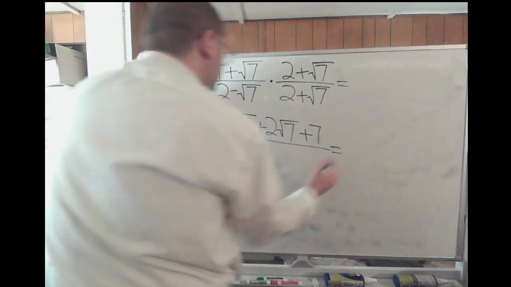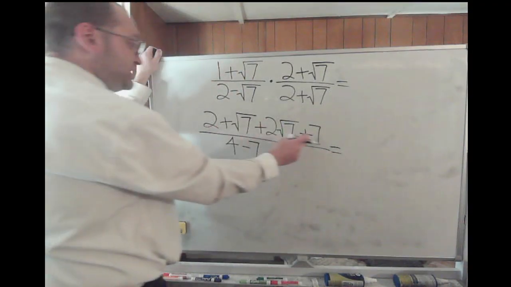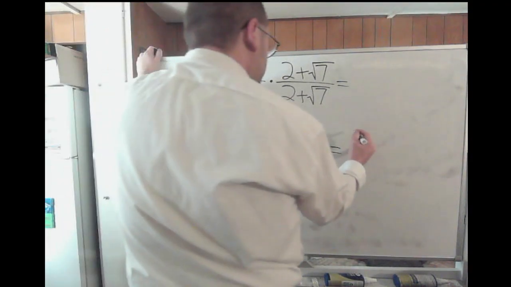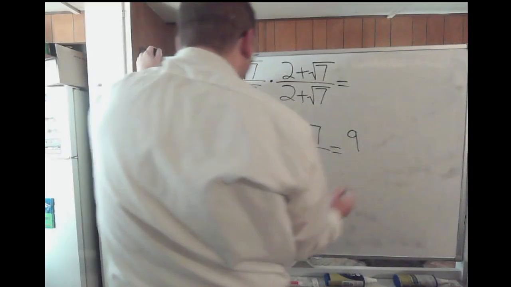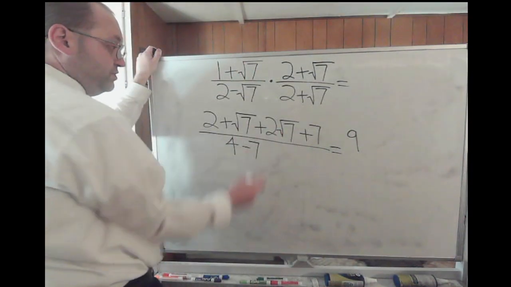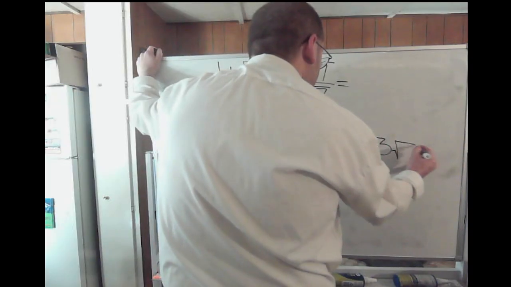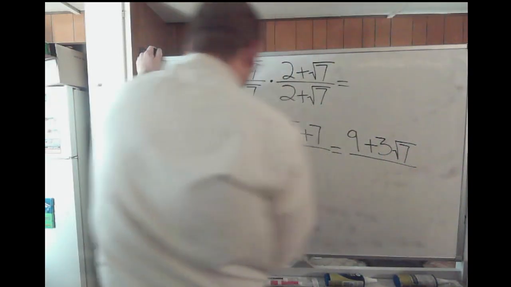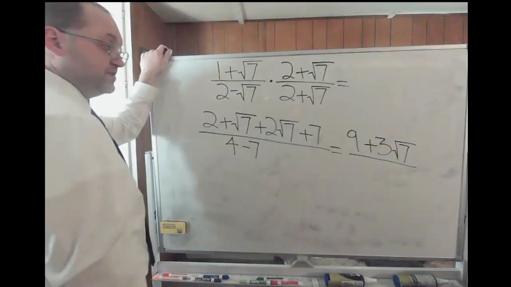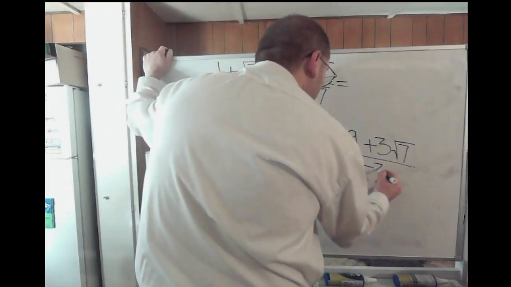So let's simplify this further now. 2 plus 7 is what? That's going to be 9. Square root of 7 plus 2 times the square root of 7, that'd be plus 3 times the square root of 7. All over 4 minus negative 7, that'd be all over negative 3.